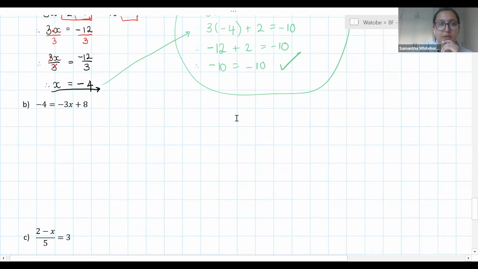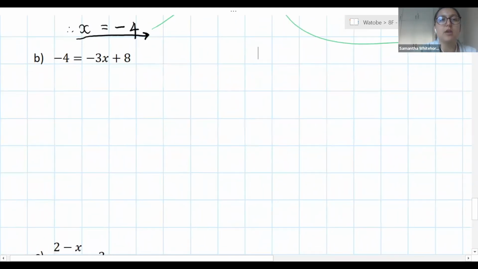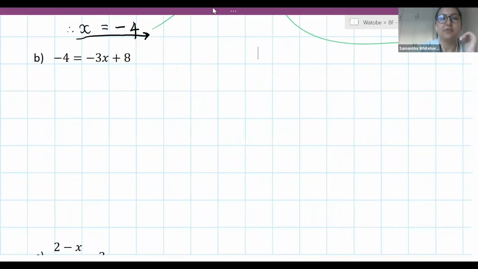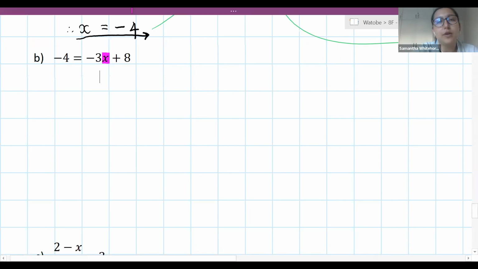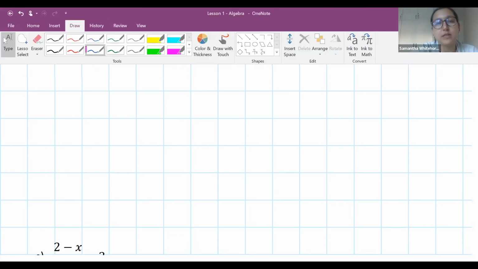Okay, so if we go and have a look at question B here, excuse me. What's a little bit different here is the fact that my term with the x is now on the right-hand side. Now that doesn't matter. It's really up to you how you want to approach this. If you would prefer to put the x on the left and then solve from there, that's fine. If you want to keep the x on the right and keep solving, that's fine. It really makes absolutely no difference. So I'm going to show you both ways just so that you can see how you could do it.